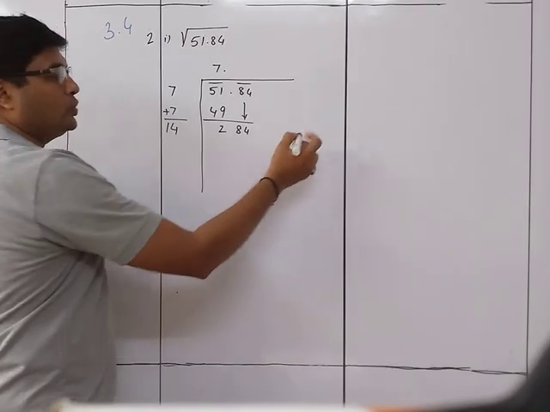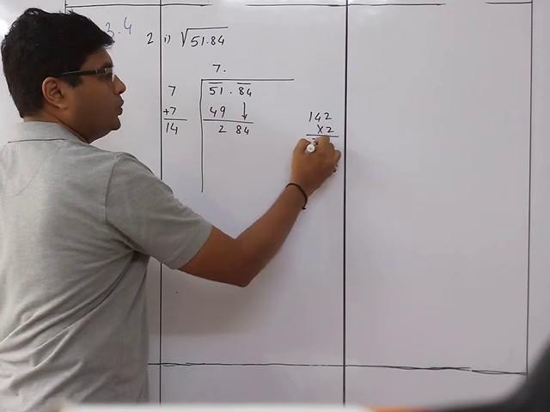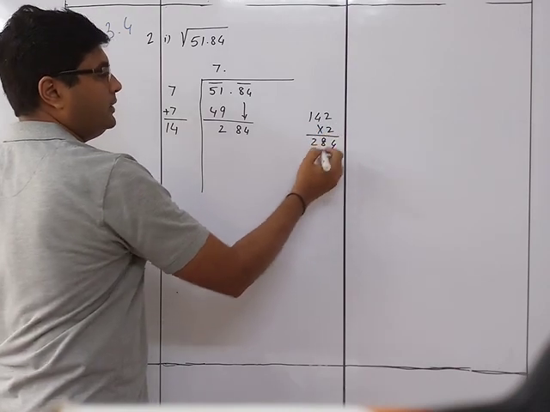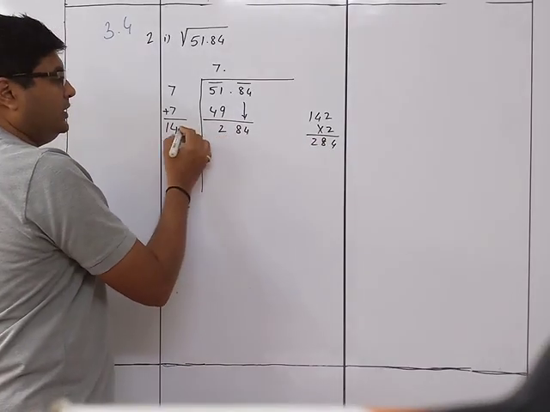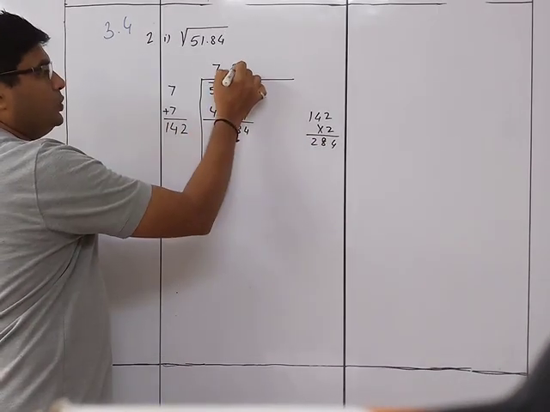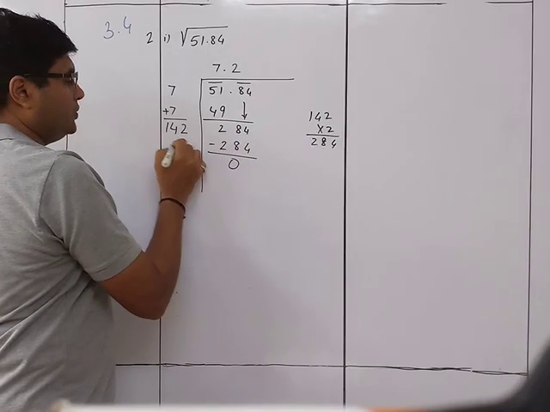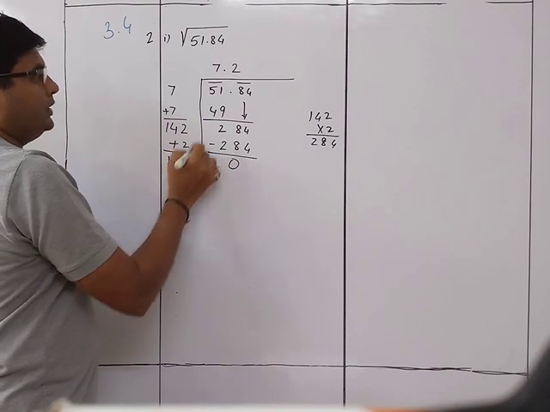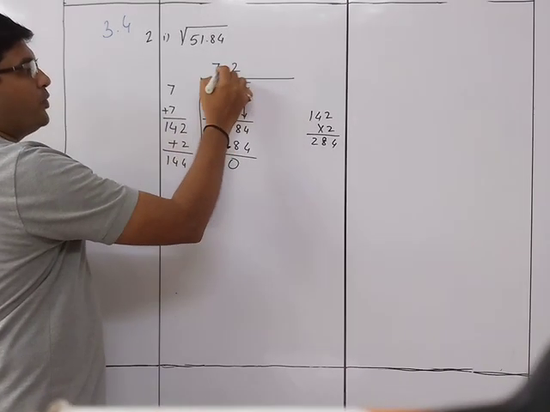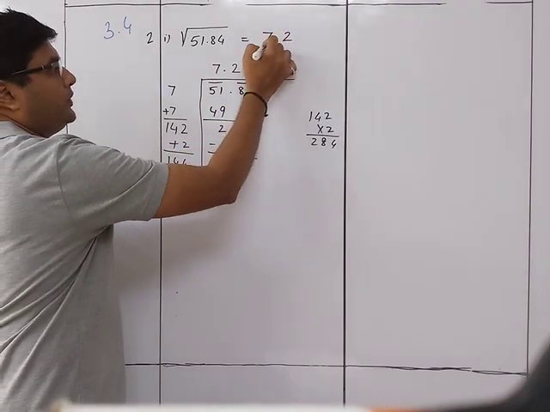Now here the number is 1, here the number is 2. So we can try with 2. So it will be 142 into 2. That will be 2, 4, 80, 284. So this is the same as what I require. So I'll put a 2 here, 2 here, 284 here. Here becomes 0. This is plus 2 to give me 144. And the number over here is 7.2. Therefore, the answer is 7.2.